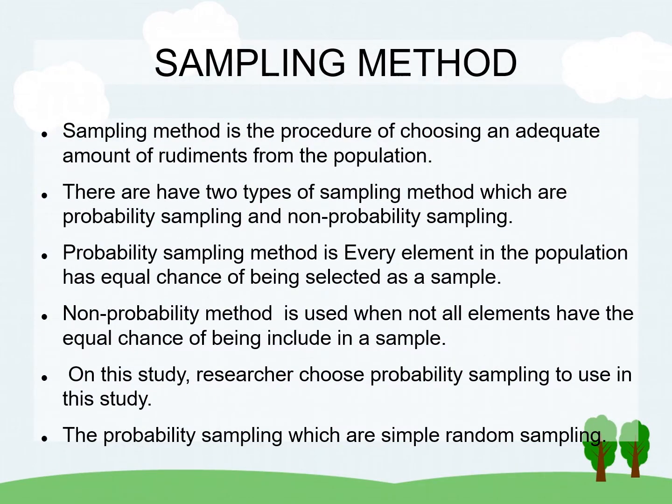I want to continue this slide. Sampling method. Sampling method is the procedure of choosing an adequate amount of variables from the population. There are two types of sampling method, which are probability sampling and non-probability sampling. In the probability sampling method, every element in the population has an equal chance of being selected as a sample. The non-probability sampling method is used when not all elements have an equal chance of being included in a sample. In this study, researchers choose probability sampling, which is simple random sampling.